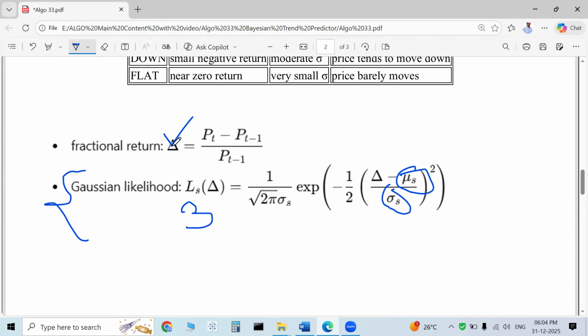Now this delta is basically calculated from the previous price and the current price: previous price minus current price upon the previous price. Sorry, current price minus previous price. So that is a delta, and then we are going to find out the likelihood. Now you might get confused with the formula which I am showing you on the screen. So I have a better solution for this. I have created one GUI where we are going to put the values, and it is going to predict for us whether it is a flat, up movement or a down movement.